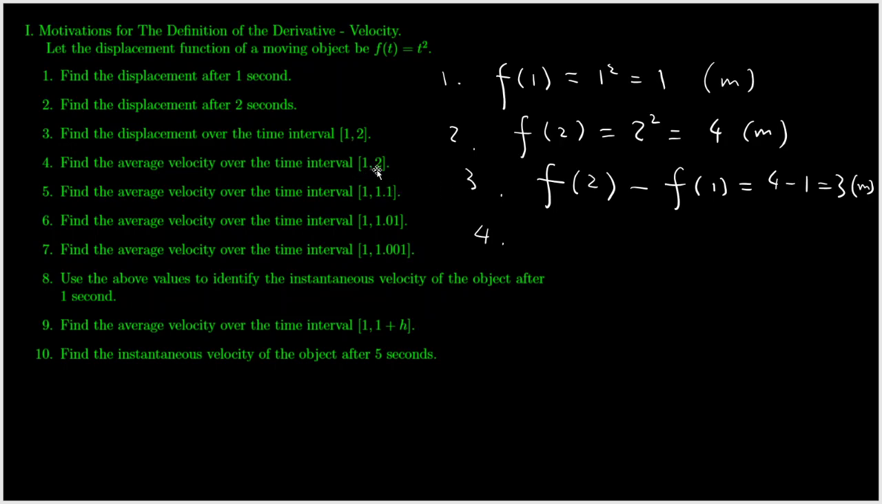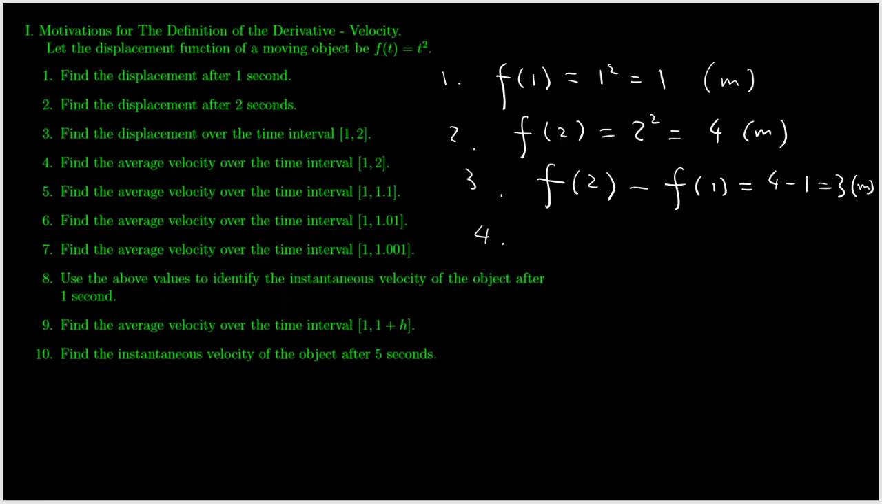The time elapsed is 1 second, is that right? From 1 second to 2 seconds. And then the distance traveled is 3 meters. For the average velocity, we are looking for how many meters per second are traveled over that time interval, right? So in question 4, yes, 3 is right. Did you guys tell me 3? In 1 second, the object travels 3 meters. So the time elapsed is 1 second, right?